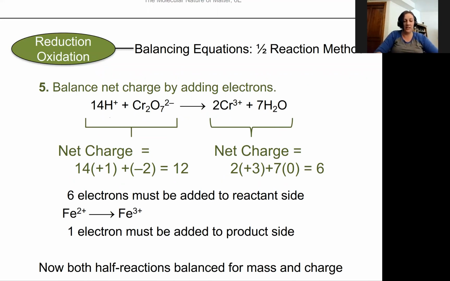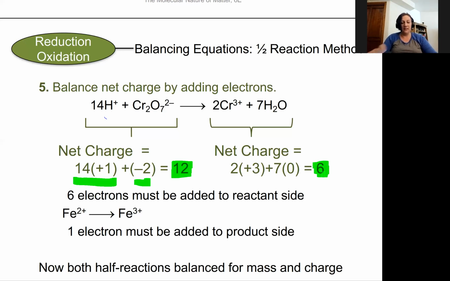So I have 14 hydrogen cations, each at +1. So that's 14 times +1. And my chromium oxygen ion has an overall -2 charge, so I'll include that. So I've got a +12 on my reactant side. Doing the same thing on my product side, those water molecules are all neutral, so they have a 0 charge. But the chromium ion is a +3 charge. So that'll be 2 times +3 to give me a +6.